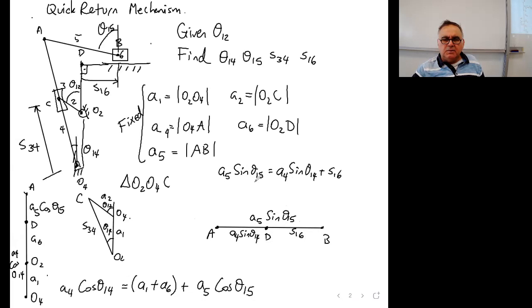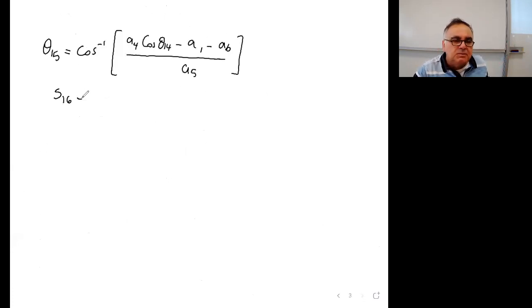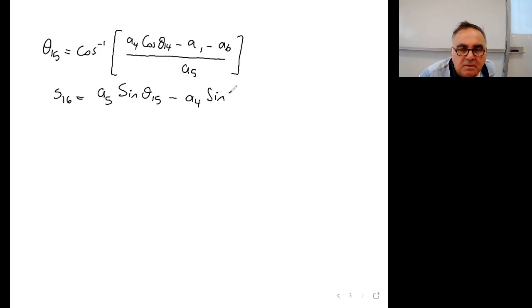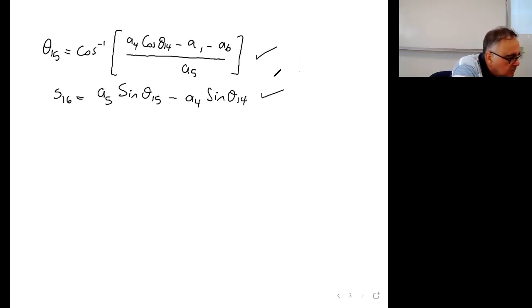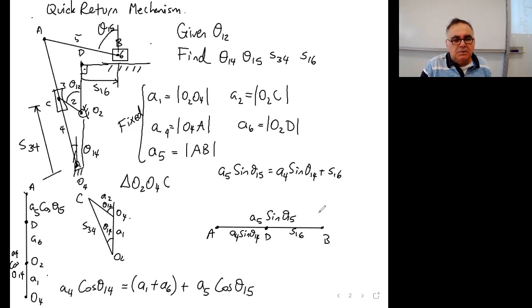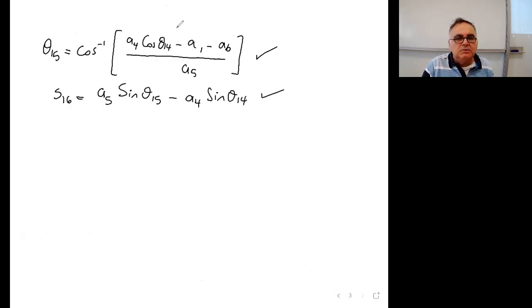And look at it, now we have solved for theta 1,5, theta 1,4 was known. So the only unknown is S16. So S16 can be solved from this equation, which can be written as S16 is equal to A5 sine theta 1,5 minus A4 sine theta 1,4. So these are also solved here. One thing is missing, maybe. No, nothing is missing. Let me just check. We erased it, but we had solved for S34. We had solved for theta 1,4. And we solved for, I erased that part, theta 1,5. We solved for S16. So everything is known here. No problem.